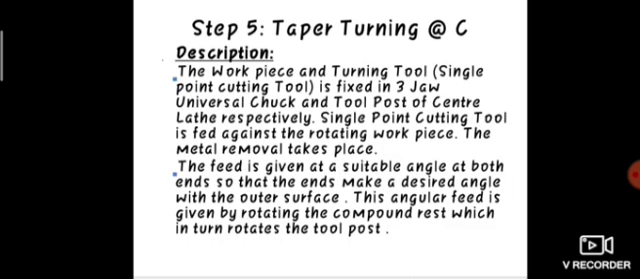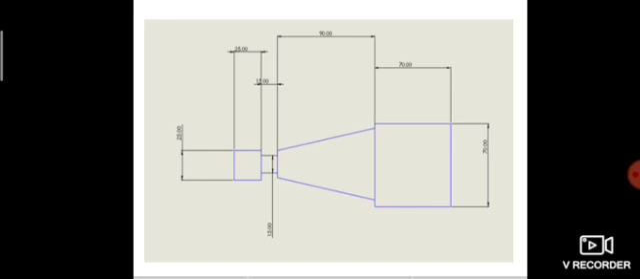The description is similar to turning, but a little different. The tool post is tilted to some angle for taper turning. So the feed is given against the rotation, using the compound rest, which in turn rotates the tool post. So the workpiece taper turn is made as shown in the figure.